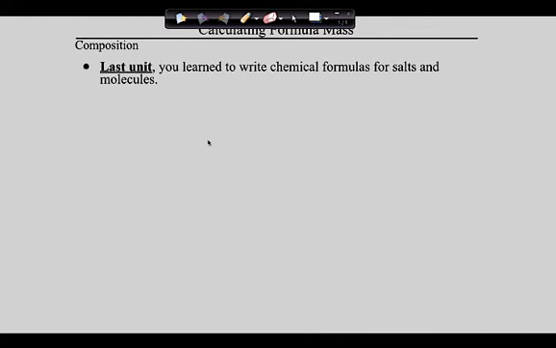So guys, what are we going to do? Well, we are going to learn to figure out what are called formula masses. This is where you want to take notes. So guys, the first thing that you need to learn is what compounds are made of. Now, ready? Notice the part that's in bold here. You don't need to write this down, but this is the introductory thought. Last unit, these are my notes from last year, last unit, you learned to write chemical formulas for salts and molecules.